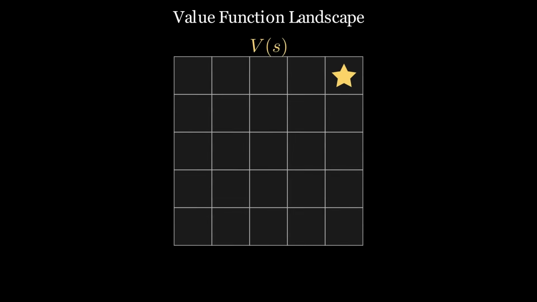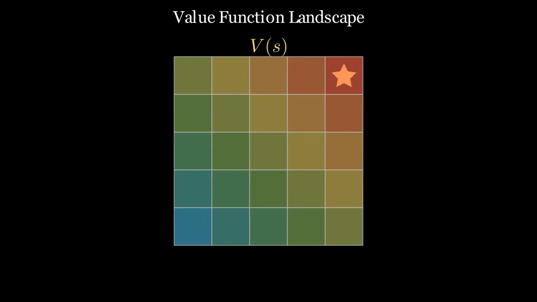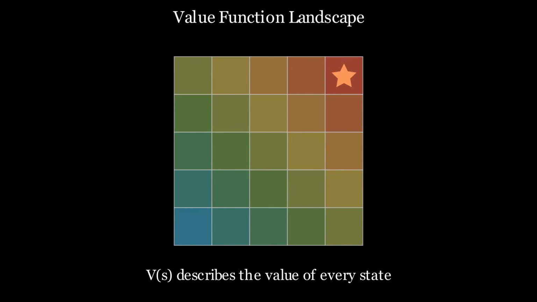Let's visualize the value function as a heat map. Cool colors like blue mean low value. Warm colors like red mean high value. You can see the gradient. Value increases as you get closer to the goal. Higher value states lead to better outcomes. V of S gives us a complete picture of every state's worth.